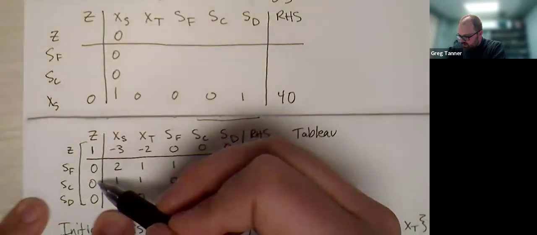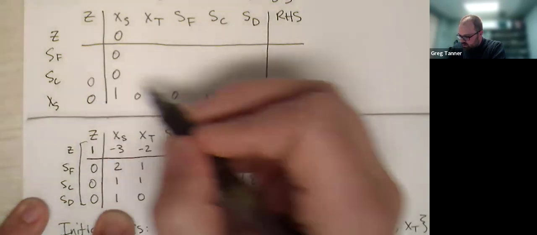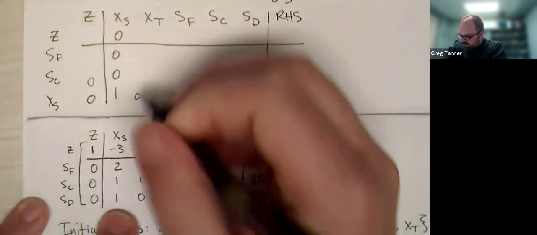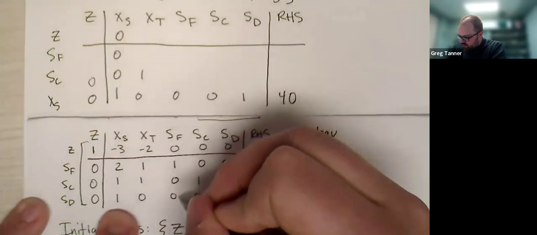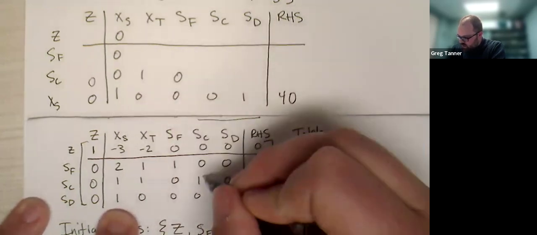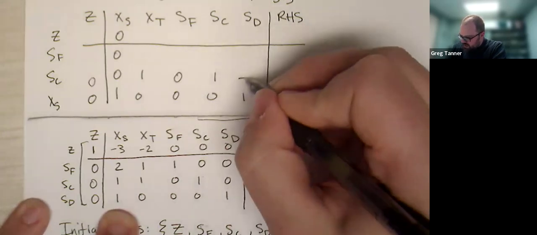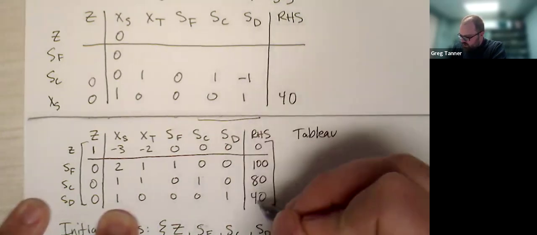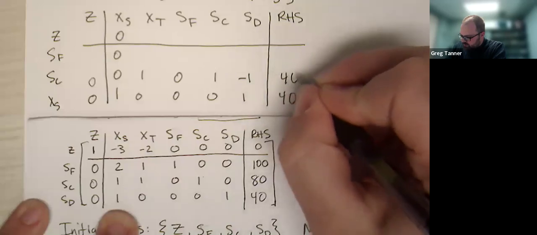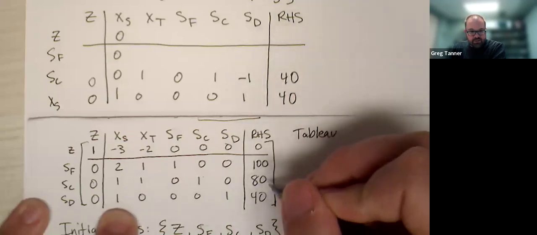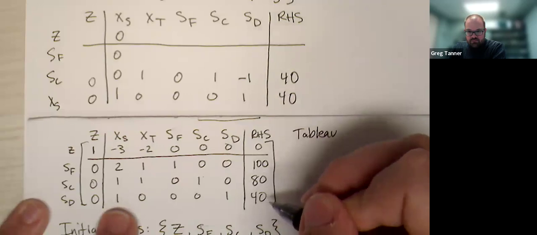And so 0 minus 0 is 0. 1 minus 0 is 1. 0 minus 0 is 0. 1 minus 0 is 1. 0 minus 1 is negative 1. And 80 minus 40 is 40. So I did this row minus this row.